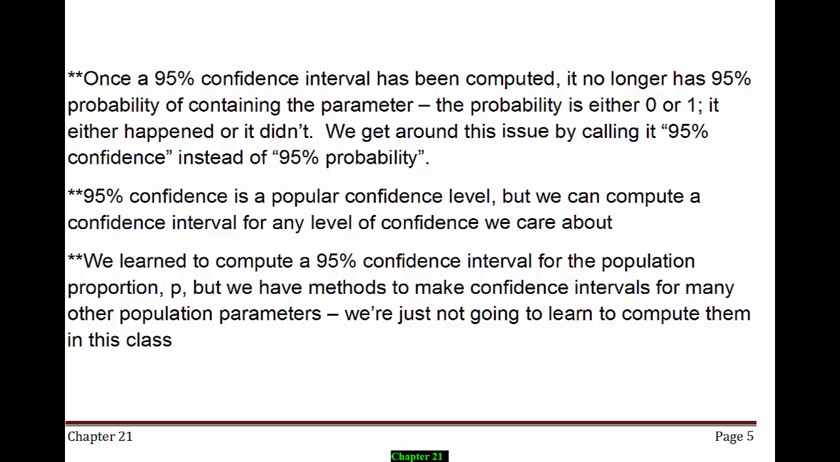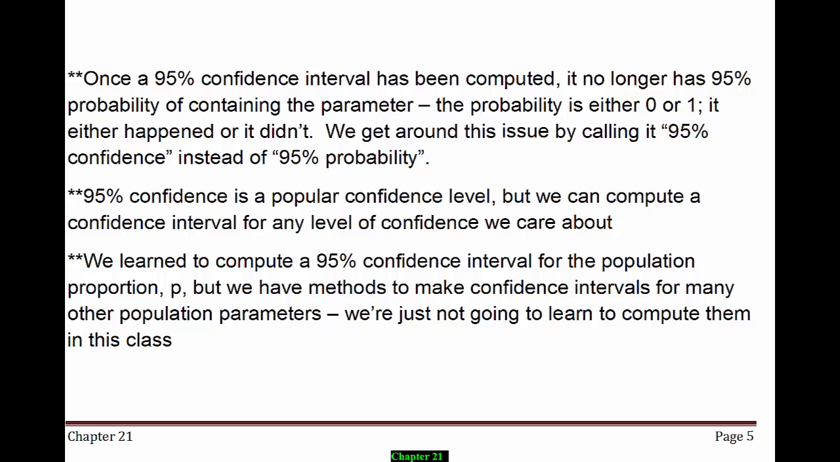Well, imagine this. When you're rolling a die, before you roll it, what's the chance that you roll a 2? 1/6. But then once you roll the die, what's the chance that it's a 2? Well, it no longer has a 1/6 probability of being a 2. It either happened or it didn't. At that point, it's either 100% or 0%. Same situation with a confidence interval.